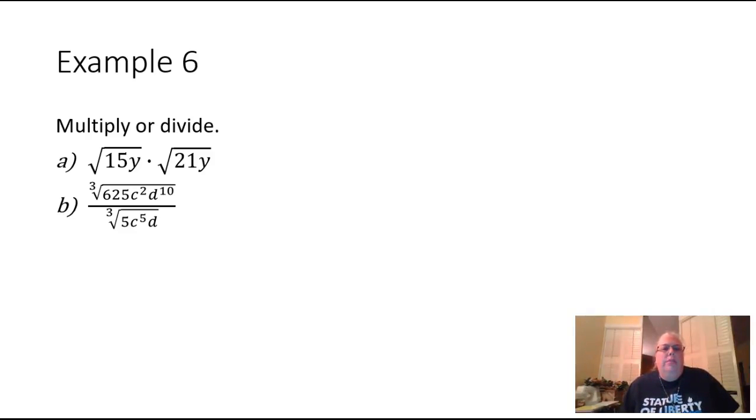This is example 6 from lesson R.2. For these two problems, we're going to multiply for A and divide for B, and then simplify our answers.